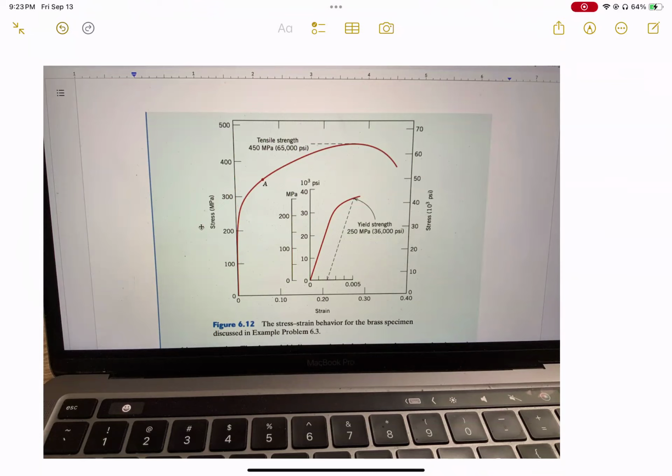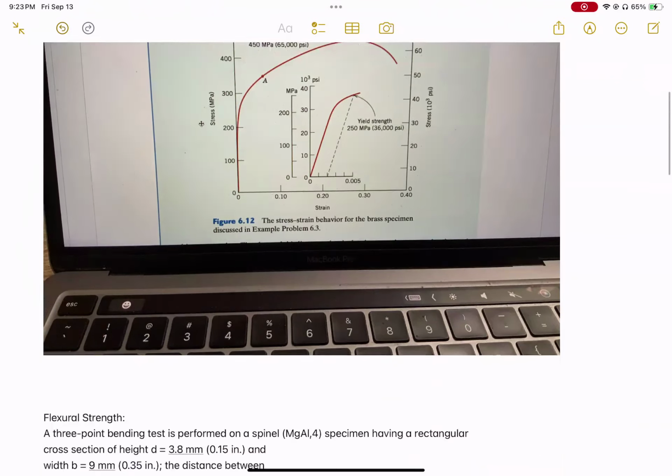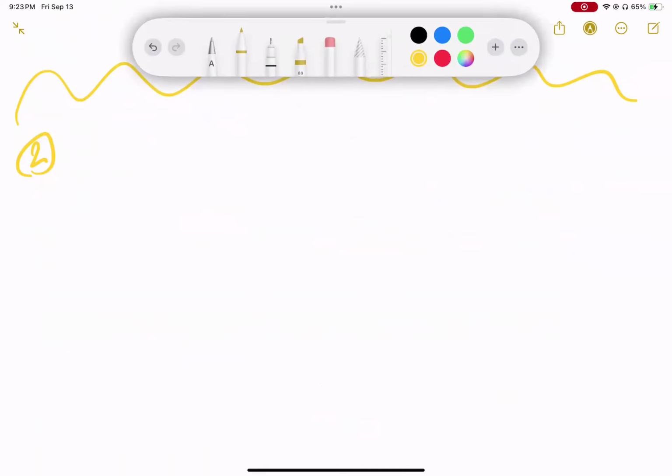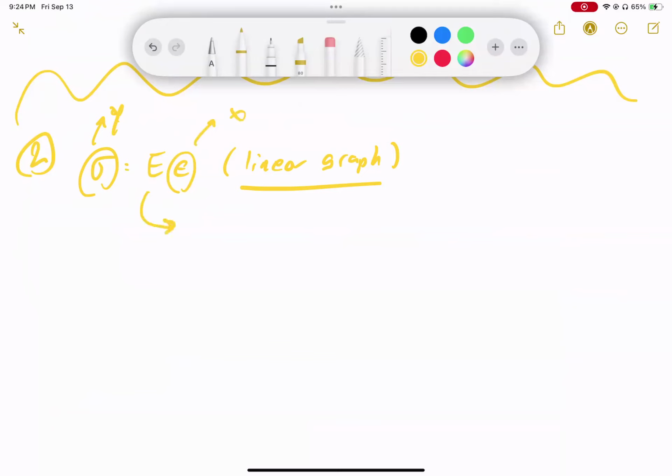And I gave you the stress and strain graph. The way you do this one is that you have to remember that the elastic region is where you will find the elastic modulus. If we look at Hooke's law, which represents the elastic region, we see that it's a linear graph. So this represents the y value, this represents the x value, and the elastic modulus represents m, or the slope.